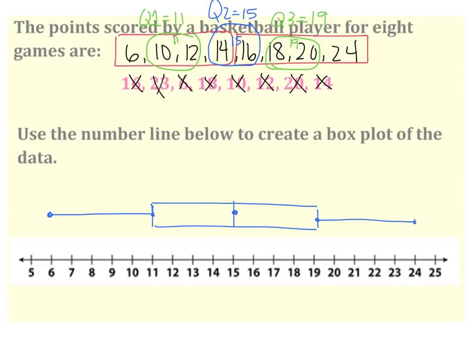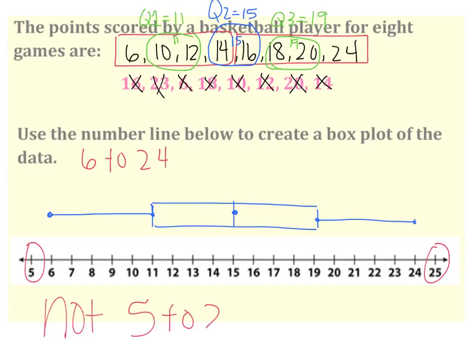Now the one thing I want you to notice is that I did not use 5 and I did not use 25. It is okay. Your range, or your spread, is still 6 to 24. It is not 5 to 25. Just because your number line shows numbers doesn't mean they're part of your data, so be careful with that. If your number line doesn't use those data down there, it's okay. They just made it so that it would be nice, pretty, rounded, with no unused lines. So that's how you construct box and whisker plots. We're going to be talking about how to analyze those later on.